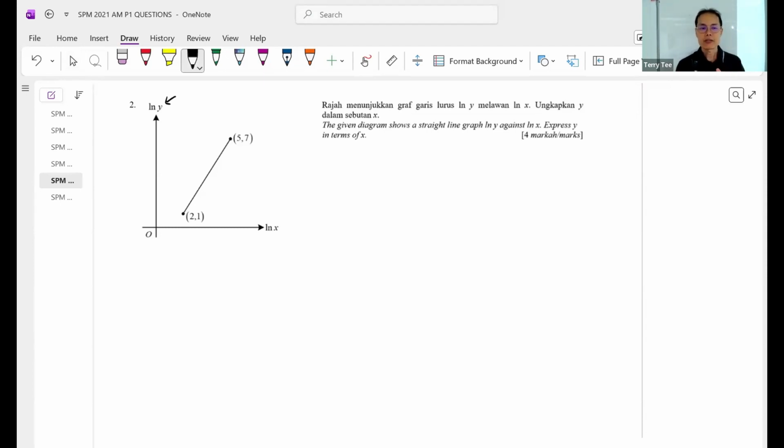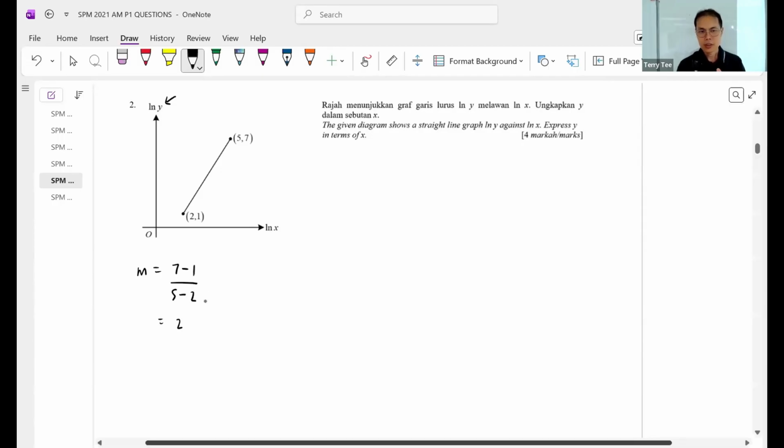Standard way. Number 1, find out your gradient. What's your gradient? y2 minus y1 over x2 minus x1. 7 minus 1 over 5 minus 2. You get 6 divided by 3. Answer is 2. So to find y-intercept, we use y equals mx plus c, or you can use y minus y1 equals m(x minus x1).